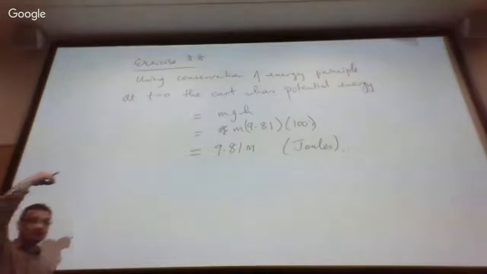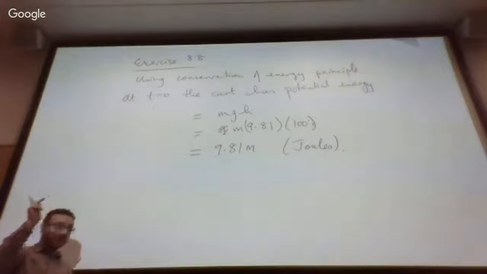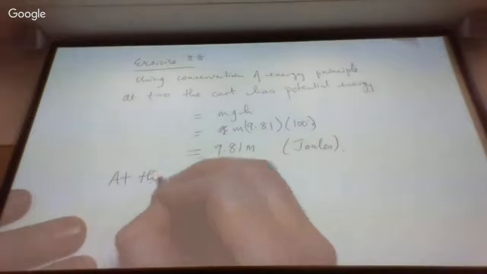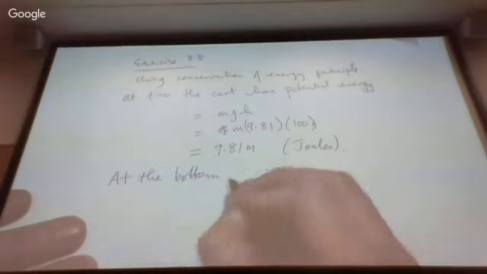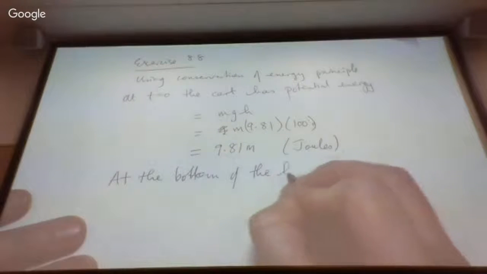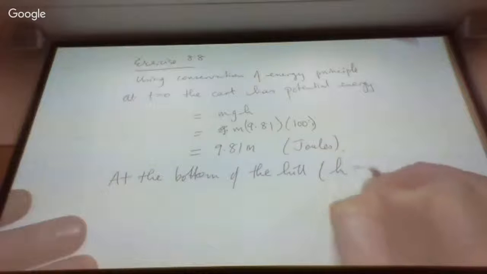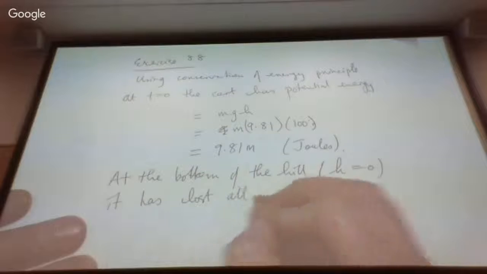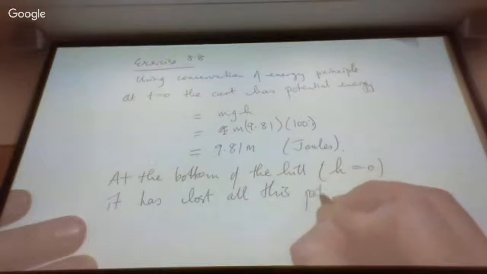So time zero is sitting at the top of the track. At time zero, it's given a little nudge, or the brake is released, so it begins to fall under the action of gravity. And at some time, it will reach the bottom of the track. Okay? So at the bottom of the hill, height equals zero, it has lost all this potential energy.